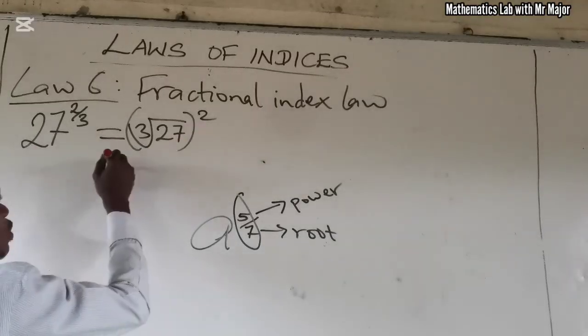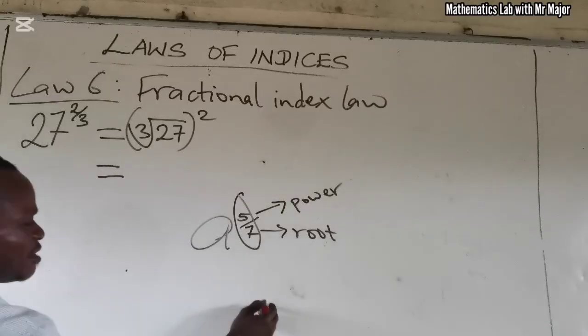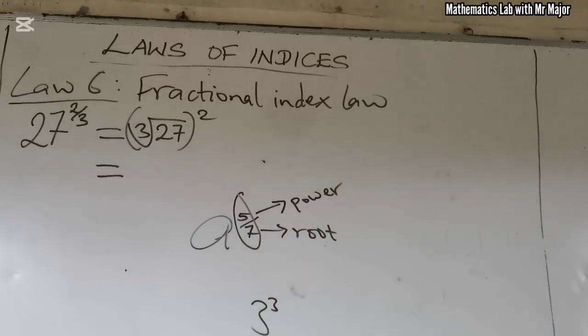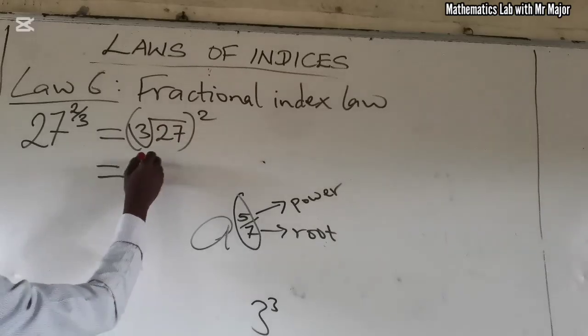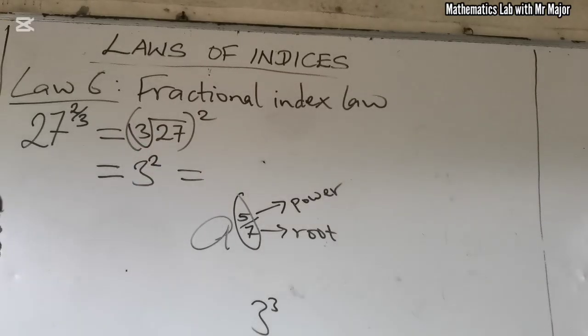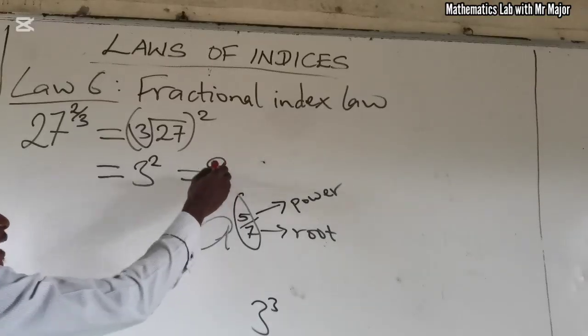The cube root of 27 is 3, because 3 raised to power 3, that is 3 multiplied 3 times, will give us 27. So the whole of this is turning to 3, then raised to power 2. And of course, 3 raised to power 2 is equal to 9.